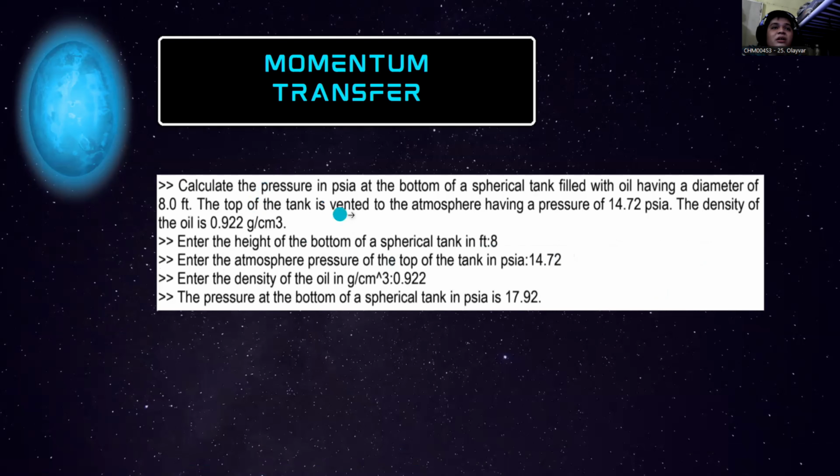Calculate the pressure. This is the problem. And this is where we put the necessary data, which is the height of the bottom of the spherical tank, which is 8 feet, and the atmosphere pressure of the top of the tank, which is 40.72 pounds per square inch, the density of the oil, which is 0.922 gram per cubic centimeter. After that, we will get the pressure of the bottom of the spherical tank, which is 17.92 pounds per square inch.